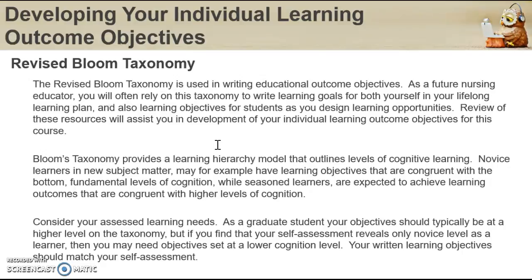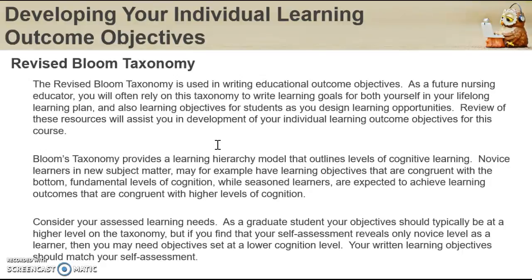Now, as a graduate student, your objectives should typically be at a higher level on the taxonomy just because you're not a brand new nurse. You have had some nursing experience. But if you find that your self-assessment reveals only a novice level as a learner because it's an area that you've had absolutely no exposure to, then you may need a lower level of cognitive verbiage that will be used to describe what your learning outcome is going to be.